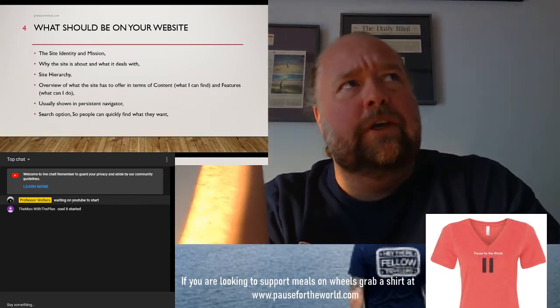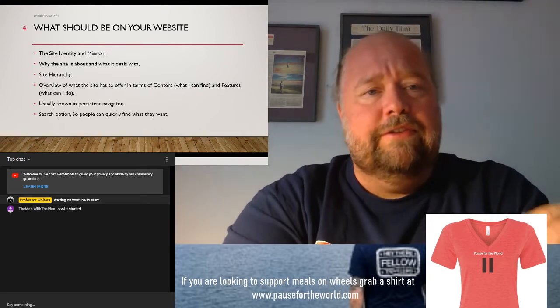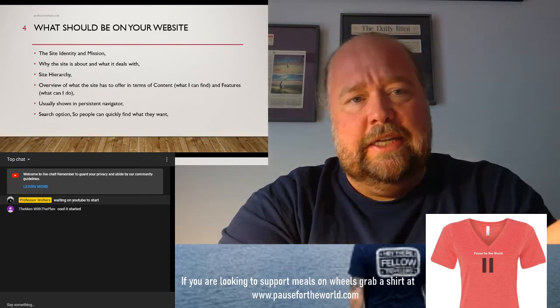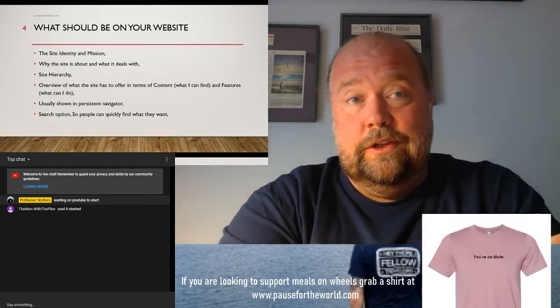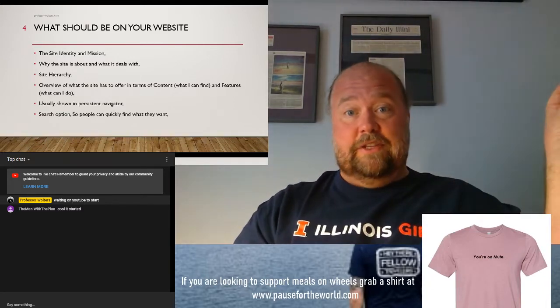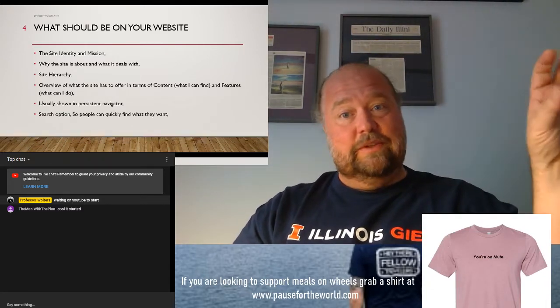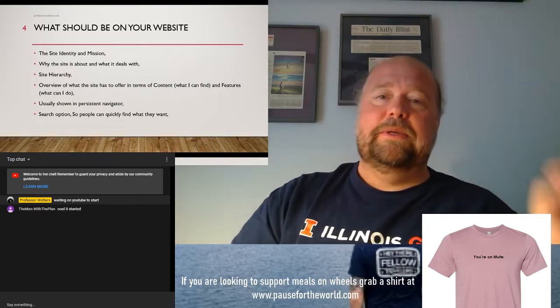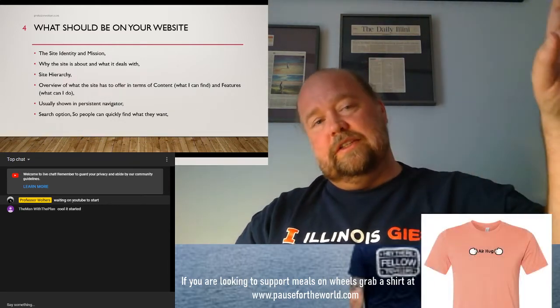And so if we look at what should be on your website, one thing you make sure is every single page has your site identity and mission. Like you go on Amazon, it says Amazon and the logo and stuff like that. It's always there in the top left corner. ESPN has ESPN in that corner. CNN has CNN in this corner. You want to have that.